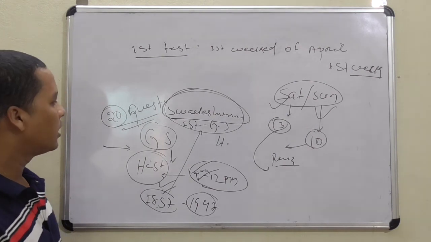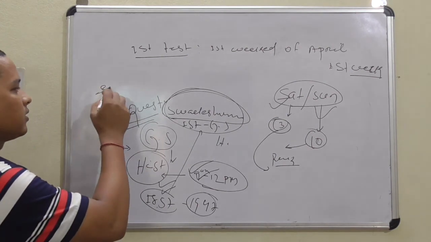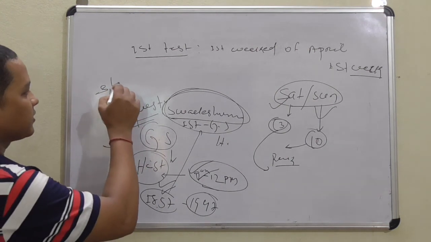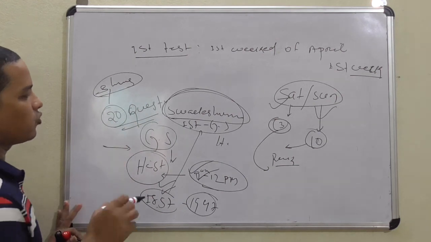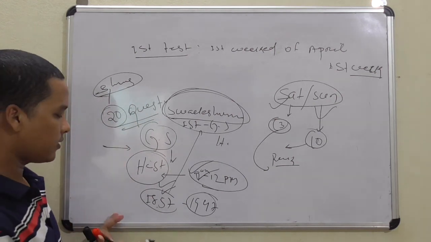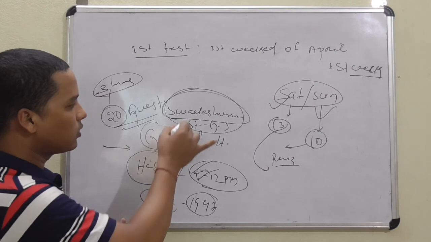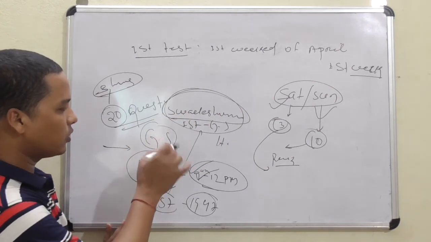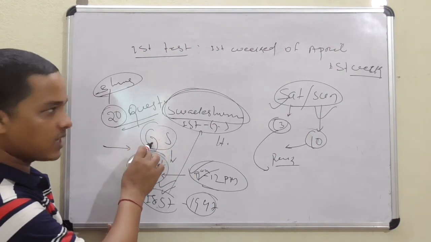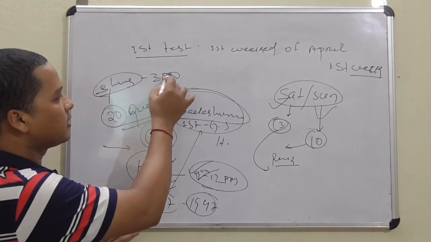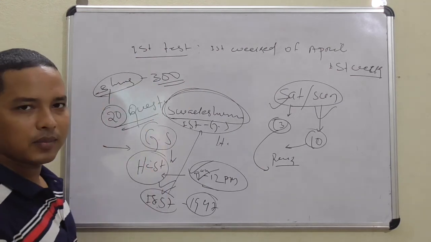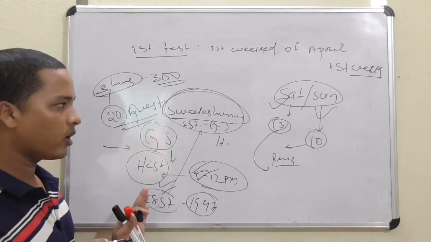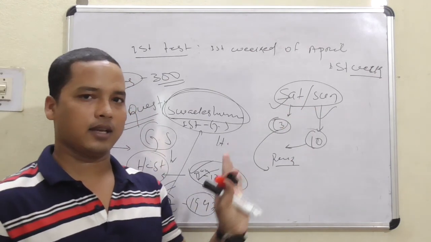20 questions and I will give you 3 hours. 20 questions, 3 hours, 1857 to the Swadeshi movement. The paper is GS, marks are 300. The time is 9 to 12 in the morning and the date is Saturday, Sunday.